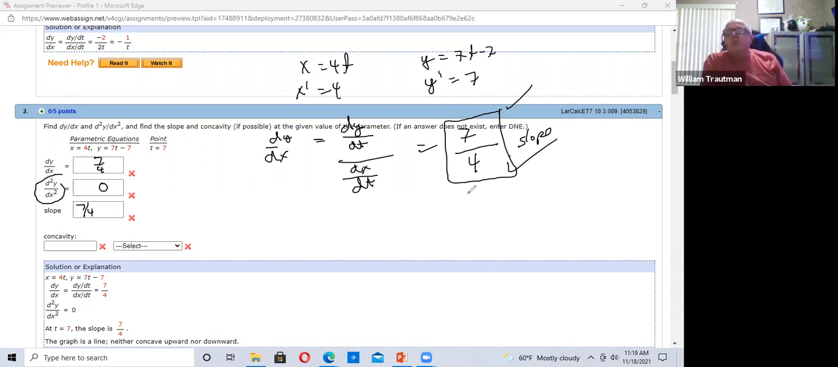Something about the second derivative being positive or negative determines whether it's concave. Nobody remembers anything like that?